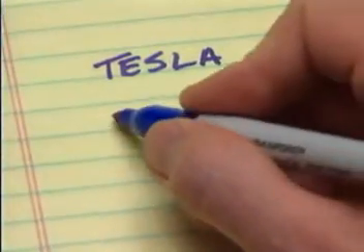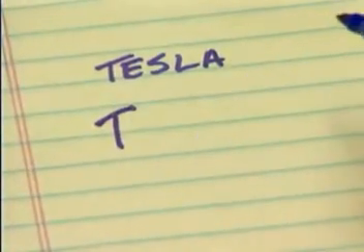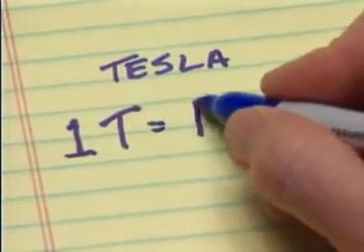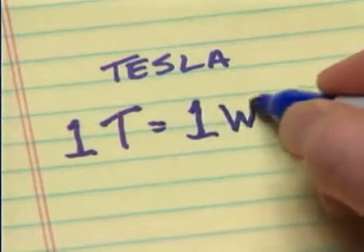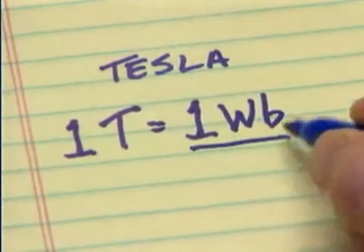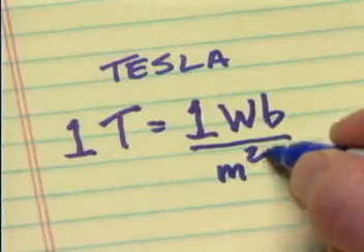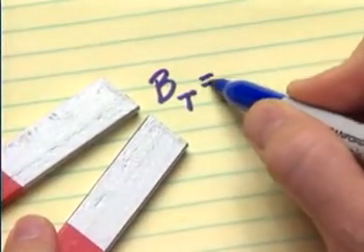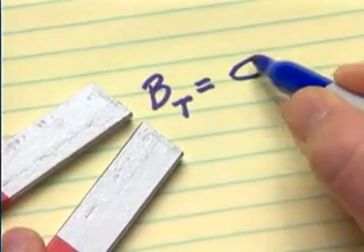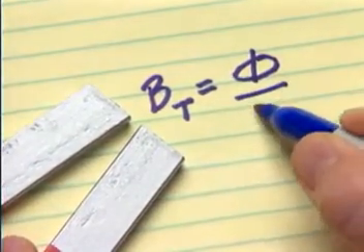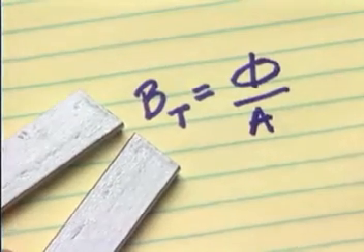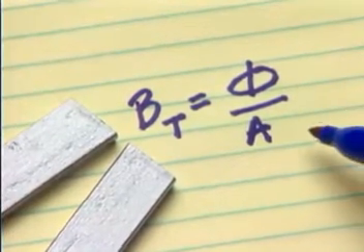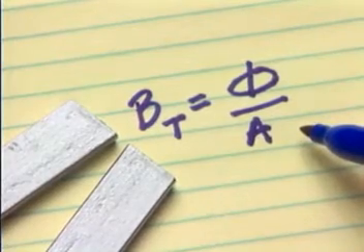A larger unit of flux density is the Tesla, identified by the capital letter T. The Tesla is equal to 1 Weber per square meter, that is, 10 to the 8th magnetic lines of force passing through an area 1 meter by 1 meter. Use this formula to calculate flux density of a given magnet. B sub T, the flux density in Tesla, equals phi divided by A. Phi is the number of lines of force in Webers, and A is the cross-sectional area of the magnetic path in square meters.